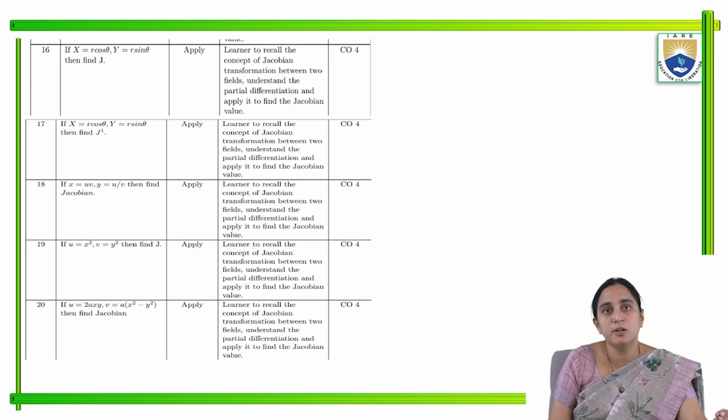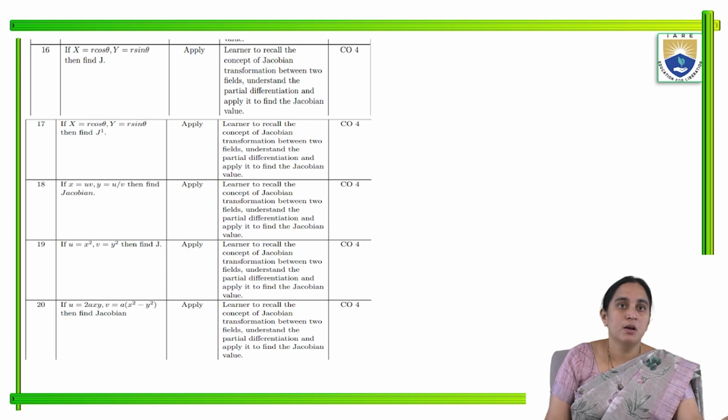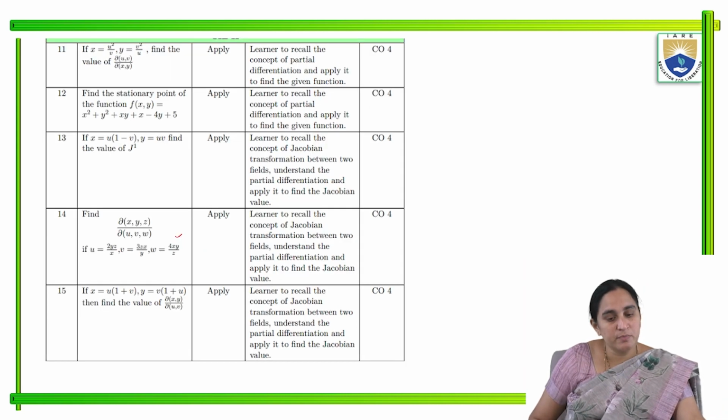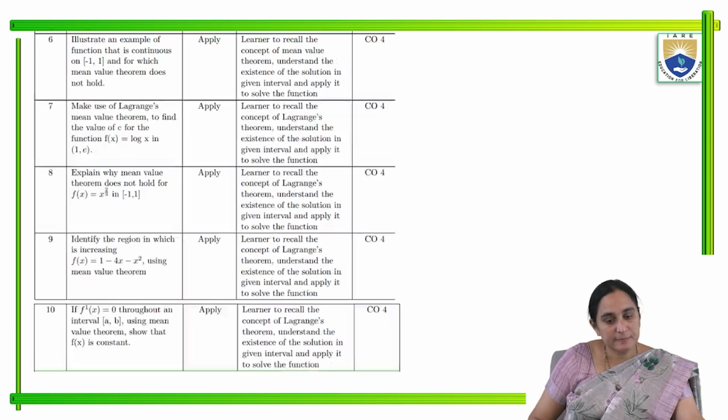If the functions are in two variables, write it as the formula with two variables, and after that find the determinant value. If the function is in three variables, write it according to that as a formula for the three variables and find the Jacobian value. Determinant means Jacobian value. Okay, these are the questions from module 3.